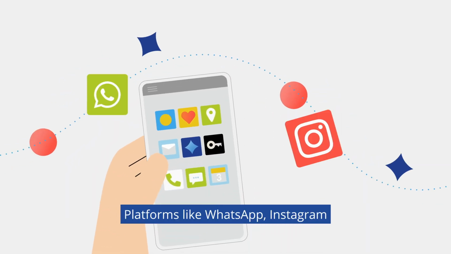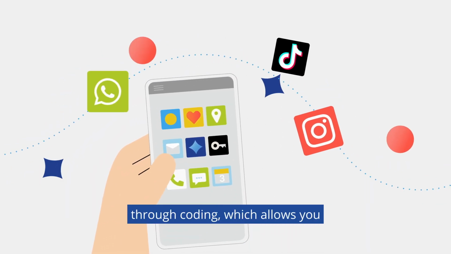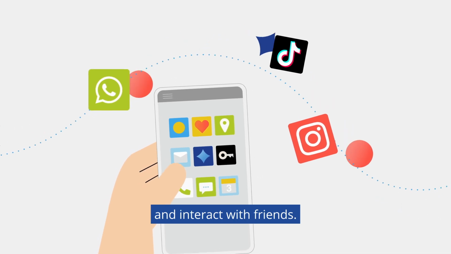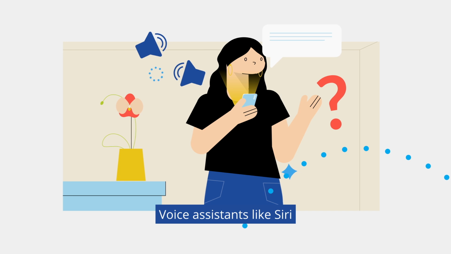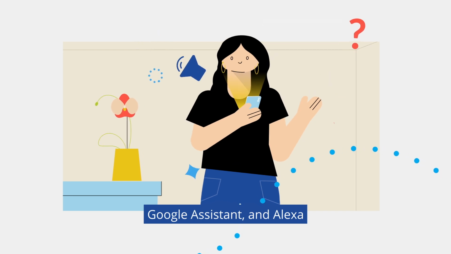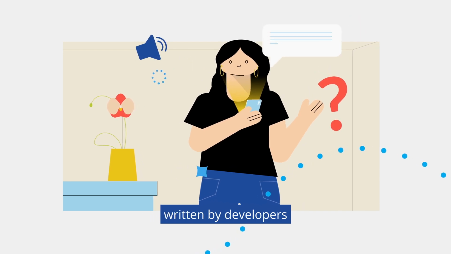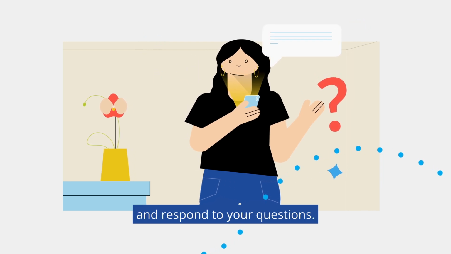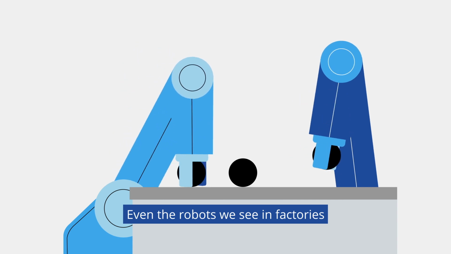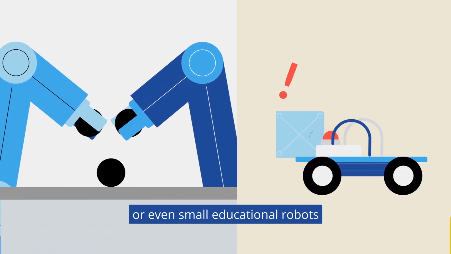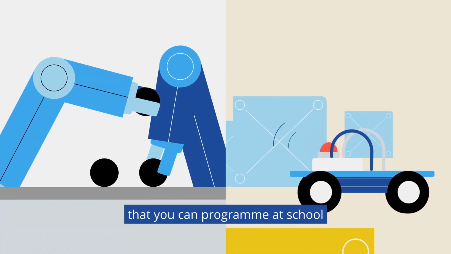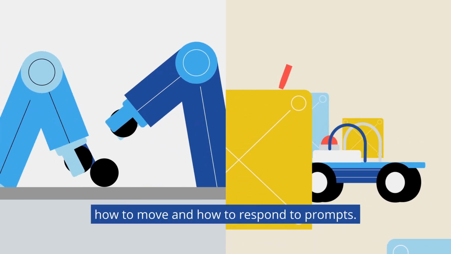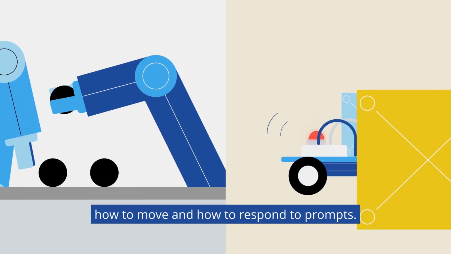Platforms like WhatsApp, Instagram, and TikTok are developed through coding, which allows you to upload photos, share videos, and interact with friends. Voice assistants like Siri, Google Assistant, and Alexa work thanks to the code written by developers that allows these devices to recognize your voice and respond to your questions. Even the robots we see in factories, or even small educational robots that you can program at school, work thanks to coding. By writing code, you can tell them how to move and how to respond to prompts.